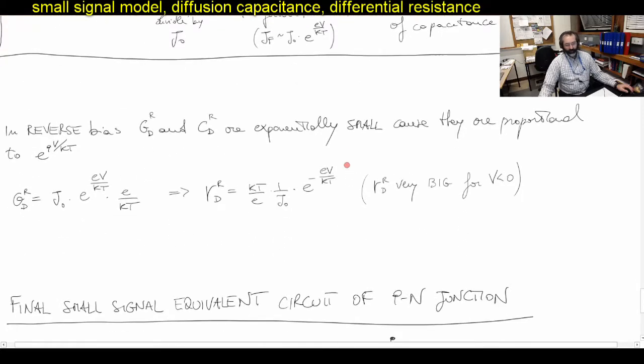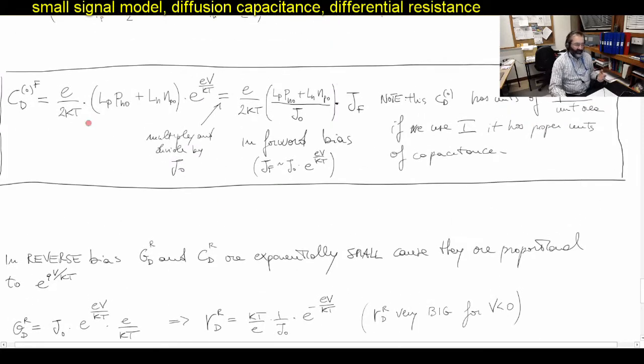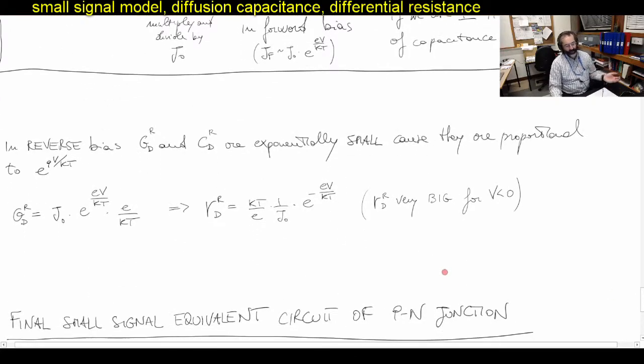And now, regarding reverse bias, we've already anticipated that the differential resistance is extremely large, and at the same time, we can say that the diffusion capacitance, using similar arguments as for the differential resistance, because of this exponential term here, if V is negative, so our quiescent point is in reverse bias, this exponential term is extremely small, so the diffusion capacitance is effectively 0. And that's why we said since the beginning that the diffusion capacitance is big only in forward bias.